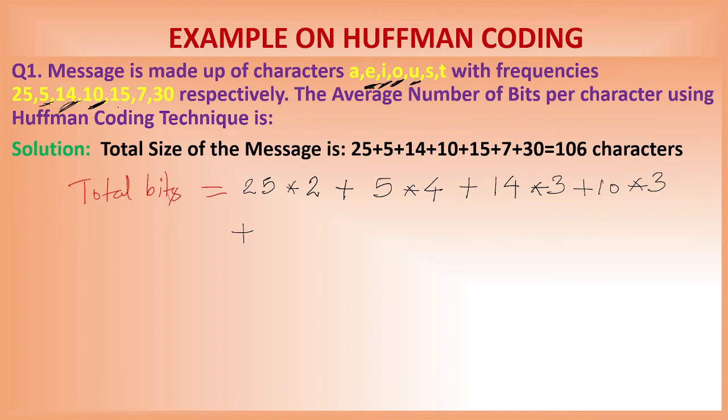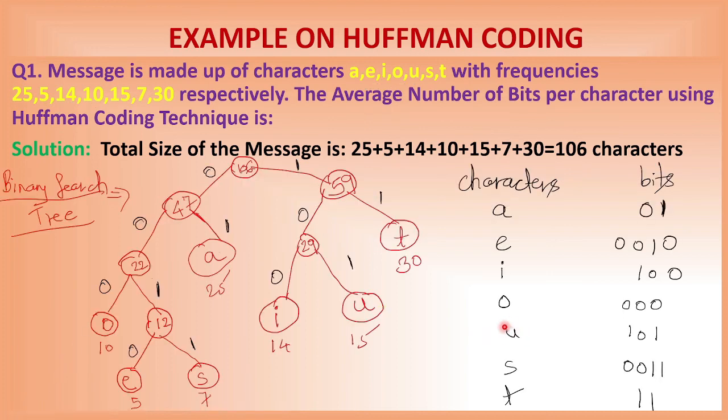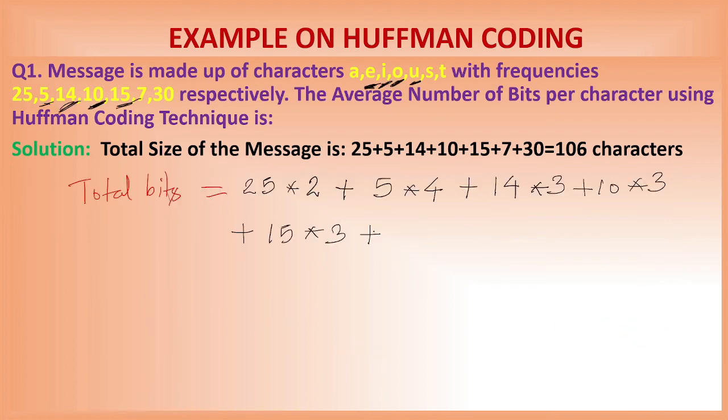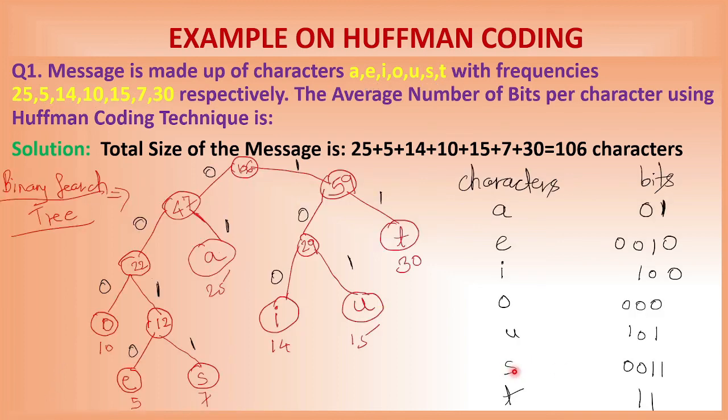Next letter is U. The frequency of letter U is 15. So 15 times letter U is coming in the message, into check the number of bits used to represent letter U inside the machine. So we got the Huffman code for letter U as 101. So there are 3 bits used to represent letter U. So write over here 3, plus next letter is S. The frequency of letter S is 7. So 7 times letter S is coming inside the message. So 7 into the number of bits used to represent S inside the machine. To represent S, there are 4 bits used, 0011.